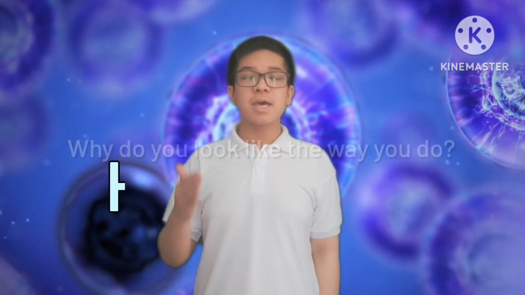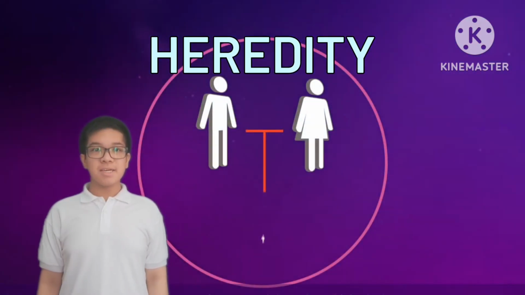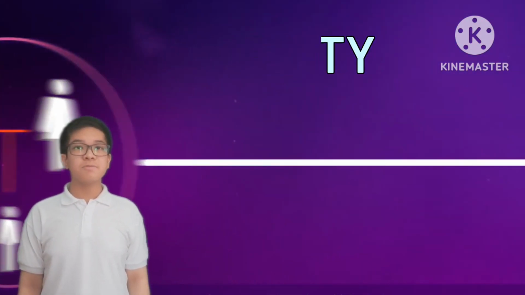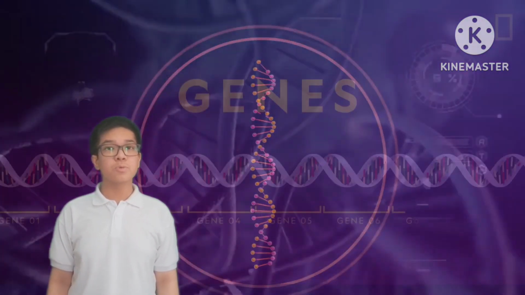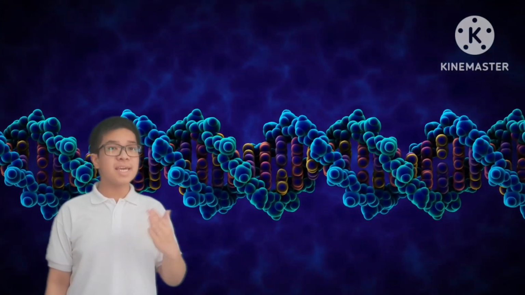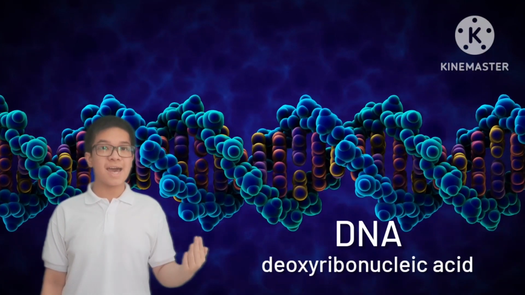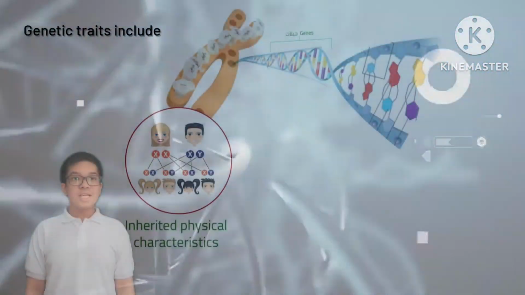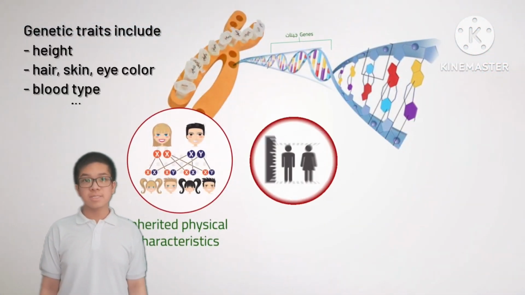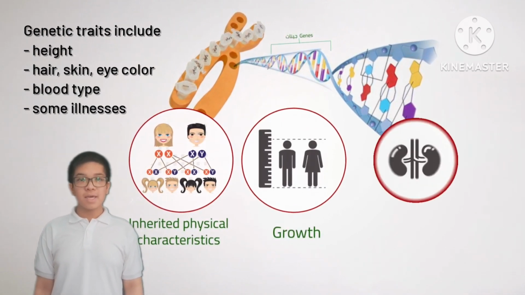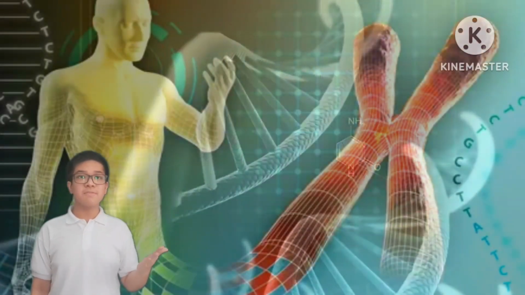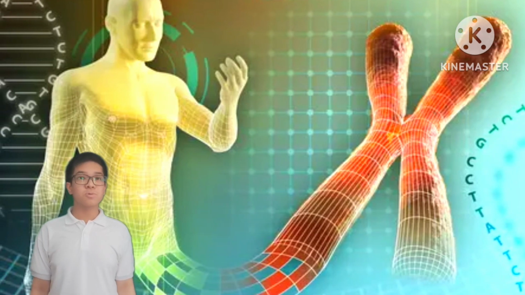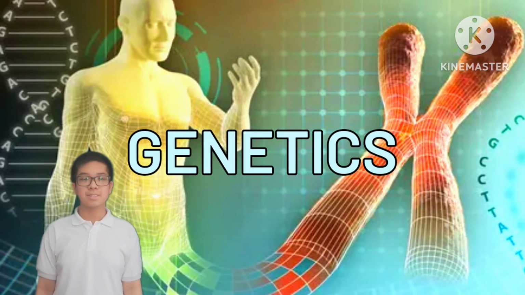The answer is heredity. Heredity involves a delicate sequence of passing genetic traits from parents to offspring through their genes, found inside the DNA, or deoxyribonucleic acid, that resides deep within the nucleus of a cell. Genetic traits include height, hair, skin, eye color, blood type, and even some illnesses that run in the family, which are analyzed through a specialized science called genetics.